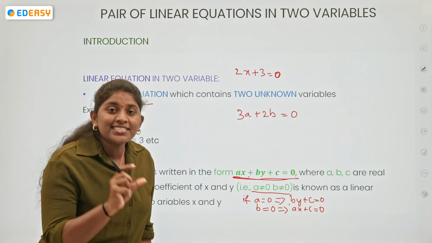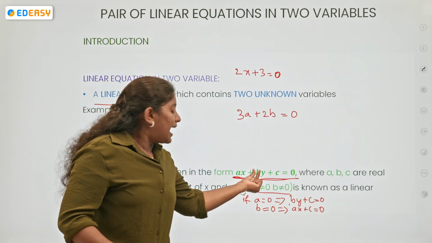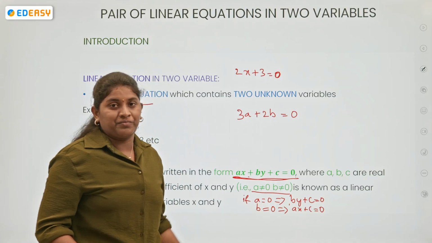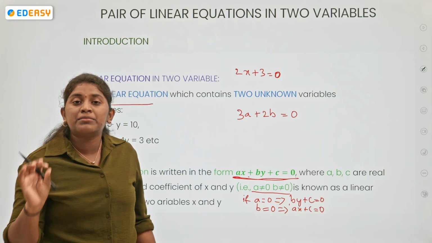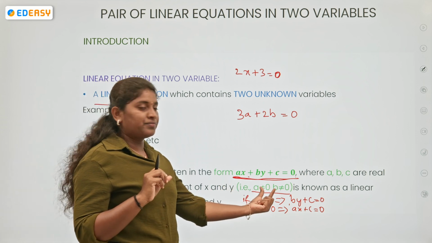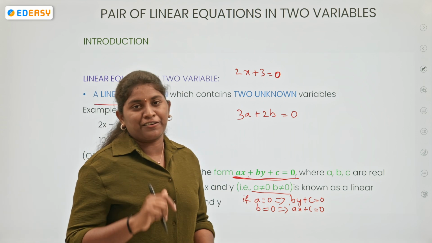Now, what are this A and B? A is the coefficient of your X and B is the coefficient of Y. So, we are going to say that the coefficients of our variables should be not equal to 0. Okay. Now, let's see what about the pair of linear equations.